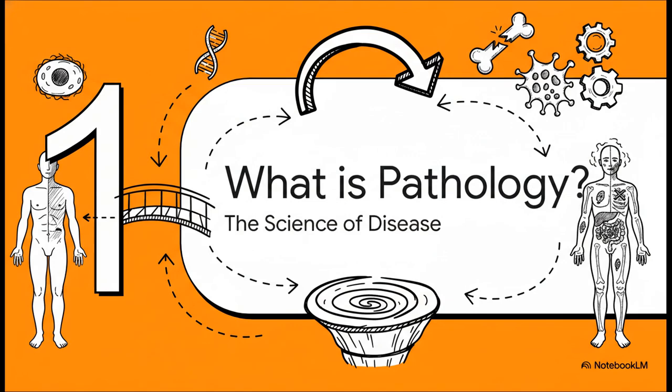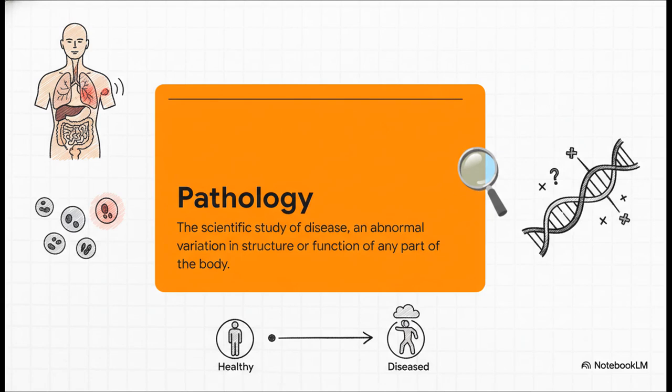Okay, so let's get right into it. You probably learned about how the body is supposed to work, things like anatomy and physiology. Well, think of pathology as the bridge that connects that normal, healthy state to the abnormal state we call disease. It is quite literally the science of what goes wrong. So let's get the official definition on the table. Pathology is the scientific study of disease. And disease, that's just any abnormal variation in the structure or the function of any part of the body. It sounds simple, but that idea is so powerful and our launching point for everything else.